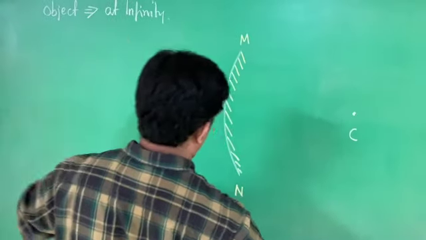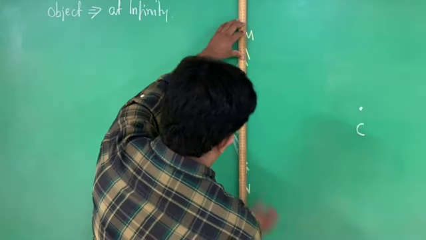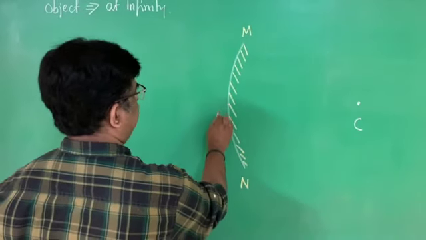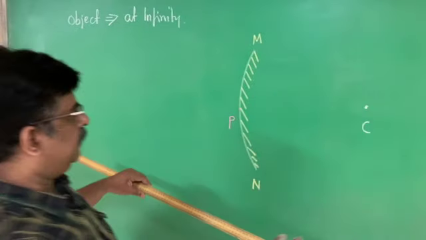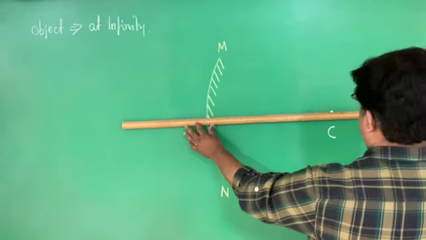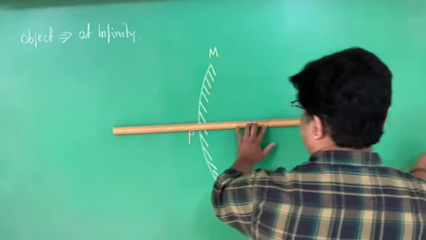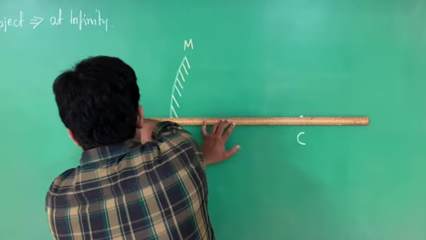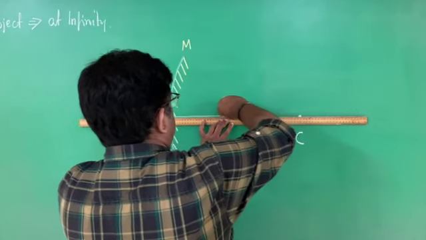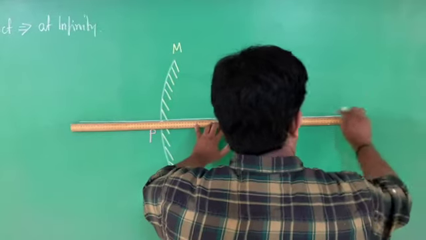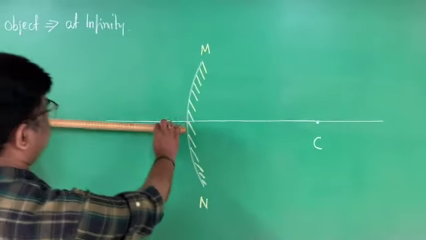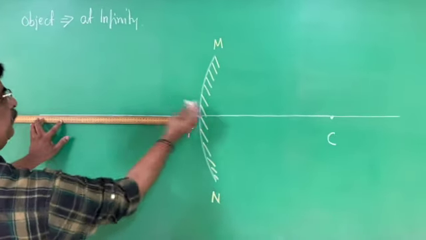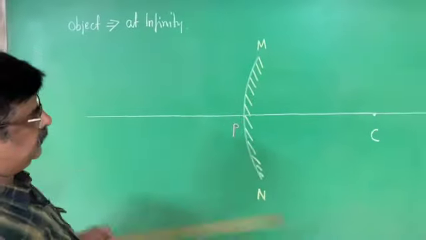The midpoint of the mirror is called the pole of the mirror. This is P. When you join the pole of the mirror and the center of curvature, you get the principal axis. A straight line which passes through P and C is called the principal axis. See, this is the principal axis. I extend this side. You can understand why I am going to extend this, because the object is placed in front of the mirror. Right, this is the principal axis.